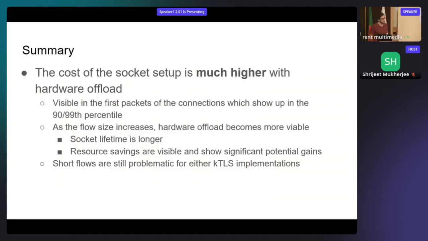So as we saw in this presentation, the cost of the socket setup is much higher with hardware offload. And the culprit, in our case, is the driver offload setup, as it takes a long time and happens for each setsockopt system call. As the flow size increases, so does the socket lifetime, which improves the overall stats for hardware offload. But despite offload suffering in the initial tests, KTLS at best matched user space TLS. And the real improvement for both KTLS implementations is only observed on requests beyond 64K.